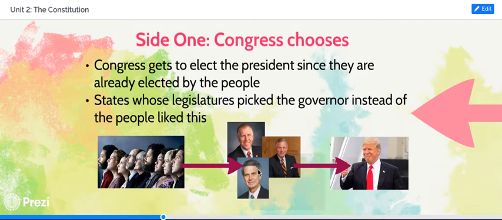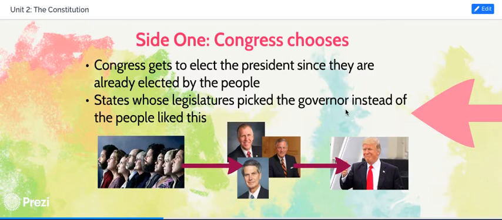All right, side 1 is if Congress chooses, okay? Oh, dang, I need to update this because this man is deceased. Sorry. All right, so Congress gets to elect the president since they're already elected by the people. These are states who are like, you know what? Instead of the people picking the governor of our state, or the state version of a president, we'll let the people who make laws for us go ahead and elect it, okay?